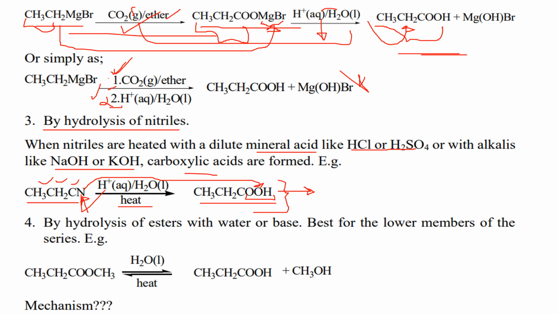So going to part 4, we are saying that hydrolysis of esters with water or base can also yield us our carboxylic acid. Now we're saying that this is best for lower members of the series, for example, members that do not exceed 4 carbon atoms.